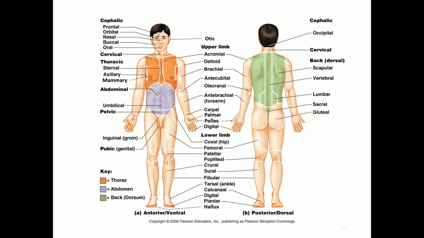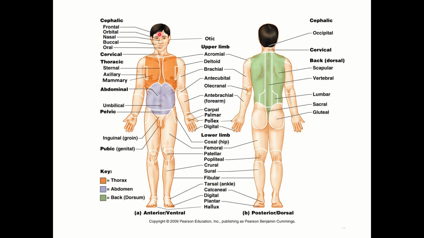Let's take a look at a more involved illustration of the axial and appendicular divisions of the body in anatomical position, and we'll look at each of the regional terms. Let's start with the head. This is the anterior head.